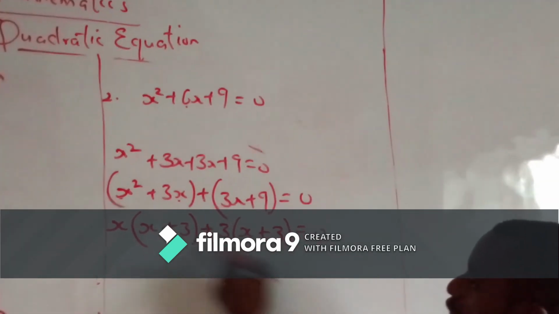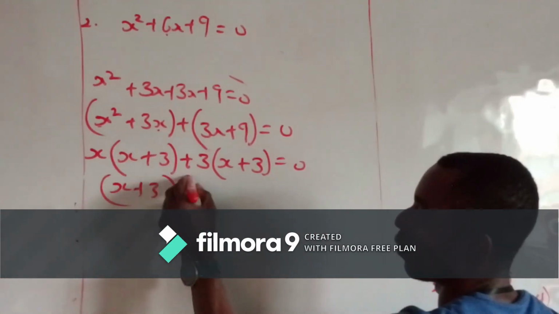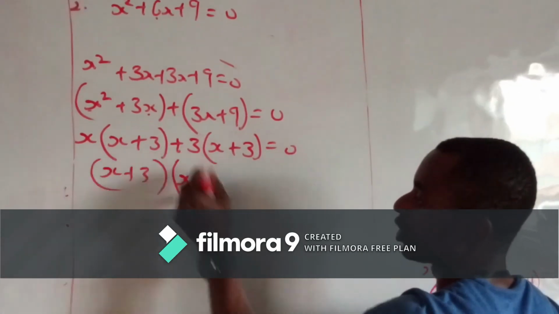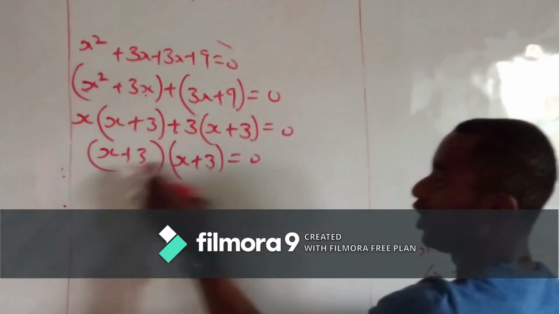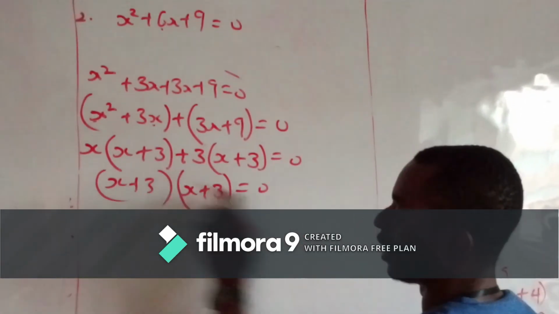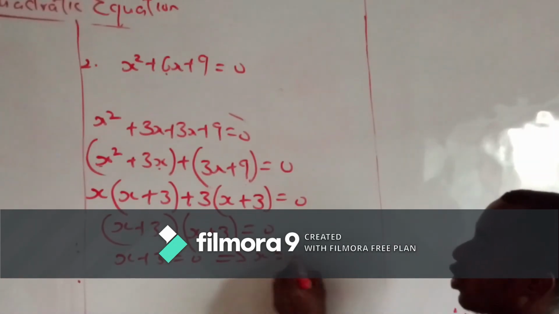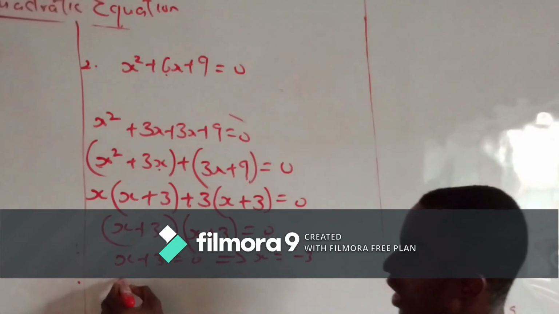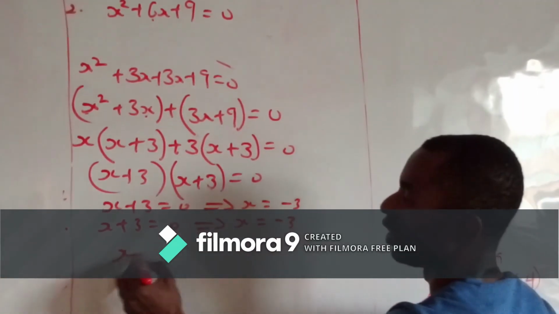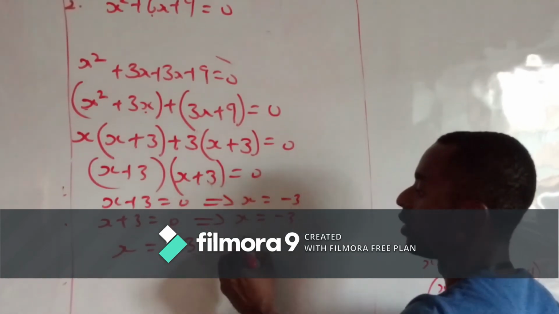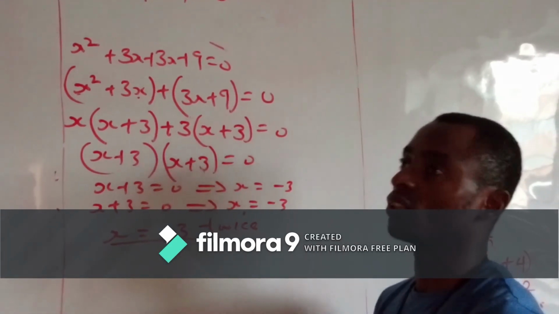So pick one of these brackets, see they are equal, x plus 3, close the bracket, then we pick this, open another bracket, pick this x, pick this sign plus, and this 3 equals 0. So now we equate each of these brackets to 0. x plus 3 equals 0 implies that x equals minus 3. If you do the same thing here, x plus 3 equals 0, implies that x equals minus 3. So x equals minus 3 twice. Now this is a very good example of a perfect square.